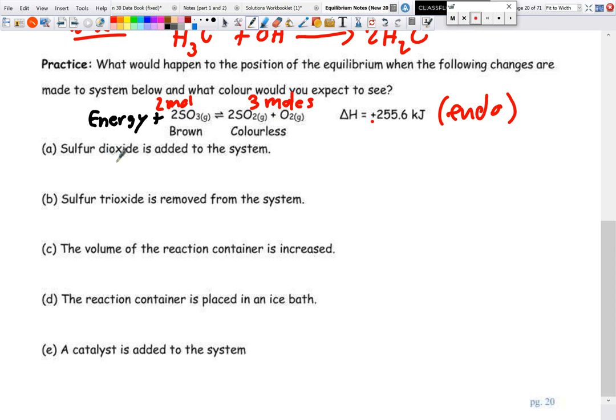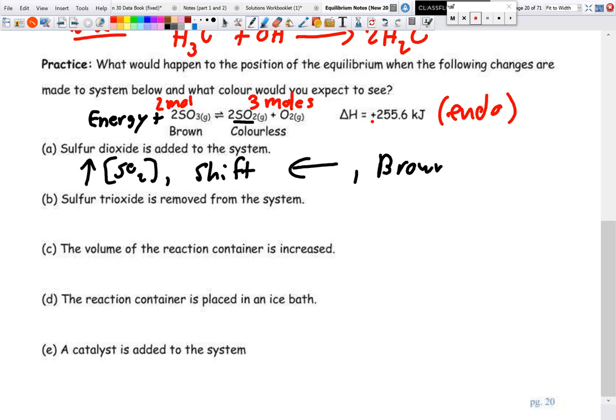So sulfur dioxide is added to the system. Now these here, we've done like above, so we know when we're adding something, it's going to shift away. Sulfur dioxide is right here, so it is one of the products. So if we increase the concentration of SO2, the shift is going to be back towards the formation of our products, and we should see brown color being produced from the sulfur trioxide.